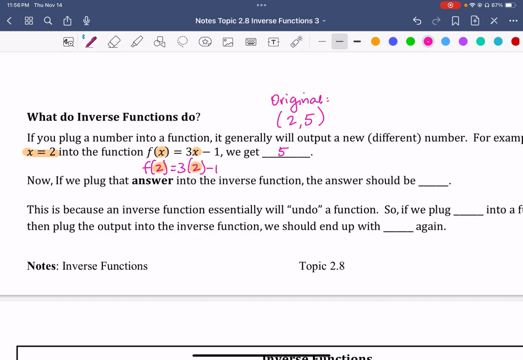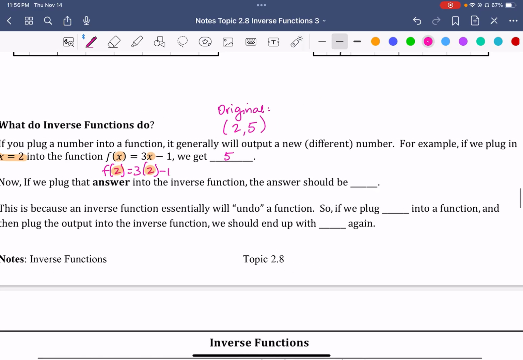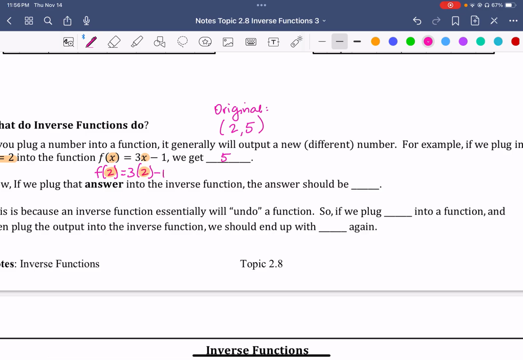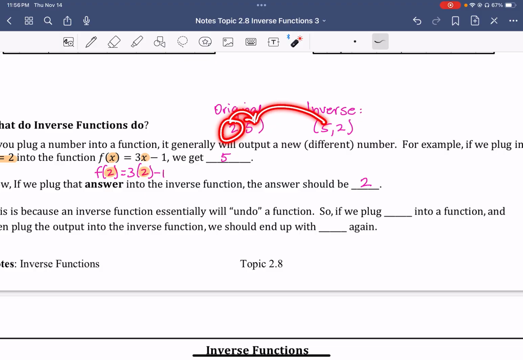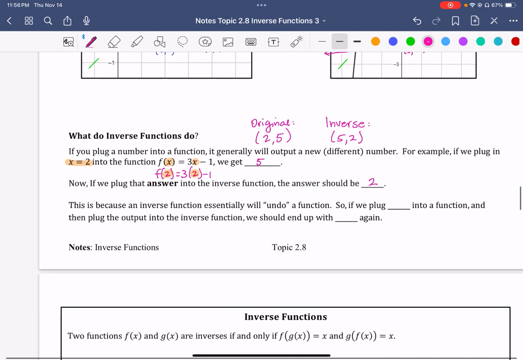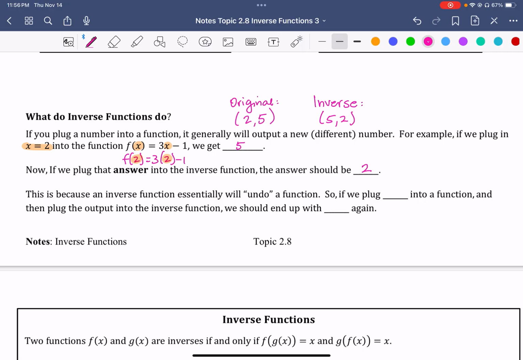Now, if we were to plug that answer into the inverse function, the answer should be what you started with, which was 2. Because if you take the inverse of this point, that point would be 5, 2. Okay? So if I ask you to plug in 2 and you get 5, and then you plug that answer into the inverse, that answer will be 2, which is what you started with. Okay? This is because an inverse function essentially will undo a function.